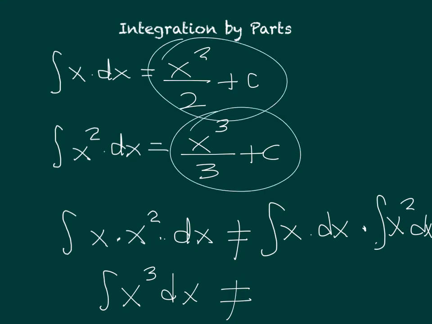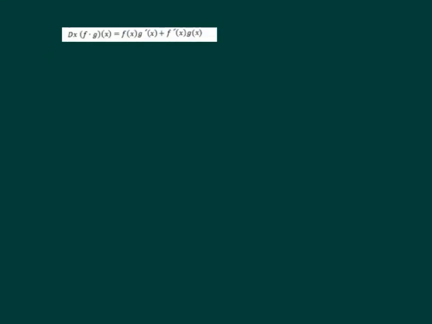If we multiply x squared over 2 times x cubed over 3 plus c, the result is completely different than the original integrand. So as you can see, the integral of a product is different to the product of the integrals. The integration by parts formula comes from the product rule from the differentiation formulas. So the derivative of a product, as you can see in this formula, is the first function times the derivative of the second plus the second function times the derivative of the first.